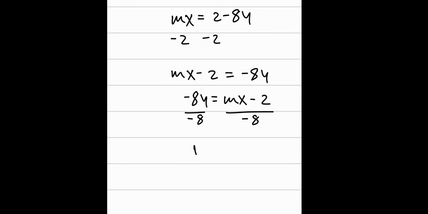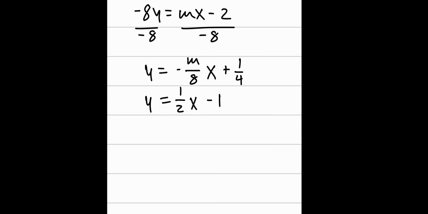And that's going to give me y is equal to negative m over 8x, and then negative 2 divided by negative 8 is going to be positive 1 over 4. Remember that when you divide two negative numbers, the negative signs cancel out. So I get negative m over 8x plus 1 over 4. And remember, my first equation was 1 half x minus 1, right? So you can see that these two equations have different y-intercepts, so we have that part covered.